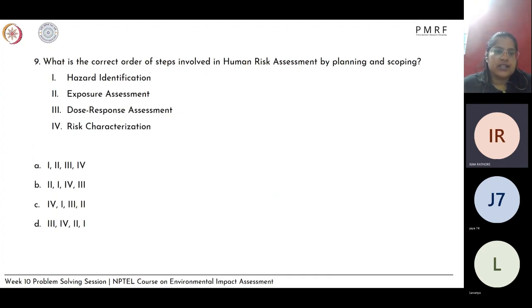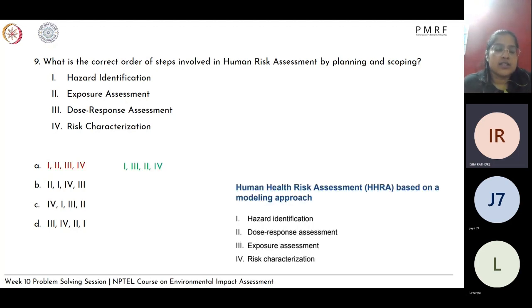So moving on to question 9, what is the correct order of steps involved in human risk assessment by planning and scoping? So there was a query regarding this question as well. So the correct order should have been 1, hazard identification. Then the second step, according to the options, is 3, dose response assessment. Then the third is the exposure assessment, which is option 2. And the fourth step is risk characterization, which is option 4. So the correct option is none of the given options.